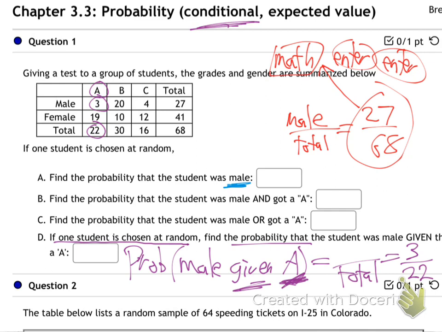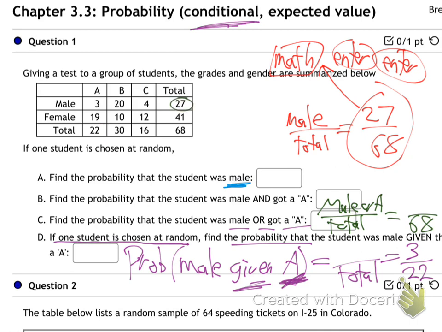What about letter C? Find the probability it was male or got an A. Those are like the other ones we did. So you would just do male or A over the total. The total is the whole 68, because there's nothing given on part C. Does that make sense? If there's nothing given, then everything's a possibility, just like if I rolled the die and didn't say anything, then all 6. And male or got an A. How many people are male or got an A?